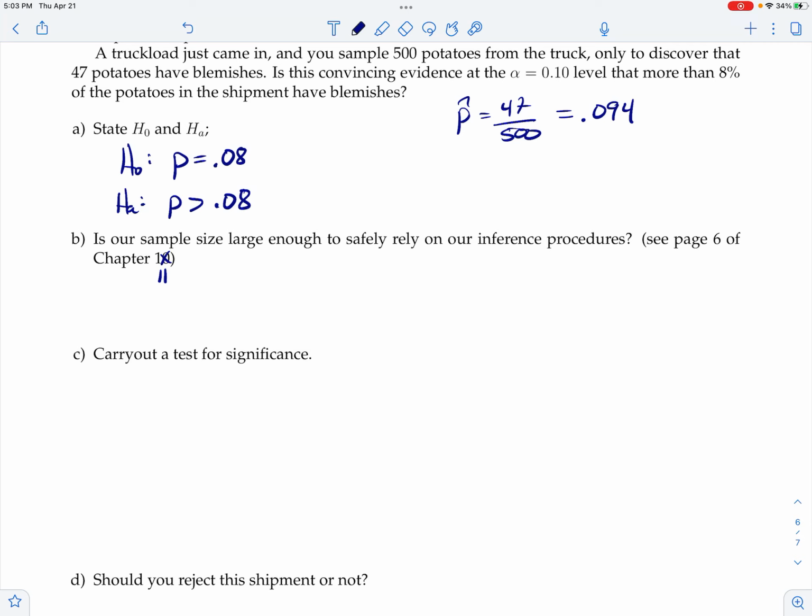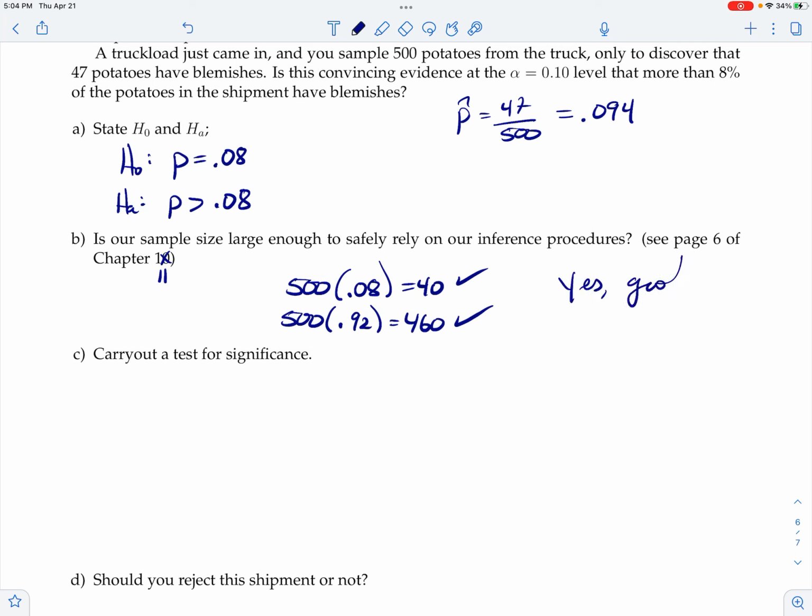Okay, so I'm going to take my sample size of 500. I'm going to multiply by the null hypothesis value of 0.08, and I get 40. We wanted at least 10, so that's fine. And then I'm also going to go the other way and say times 0.92. And of course, I'm going to get more than 10 because I got more than 10 the other one. So we're good to go.